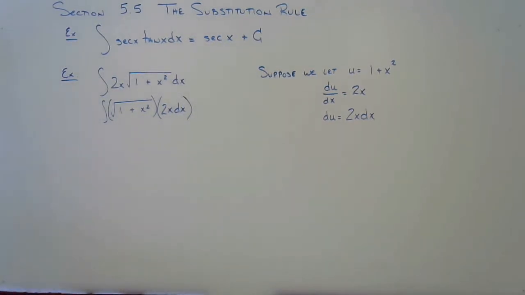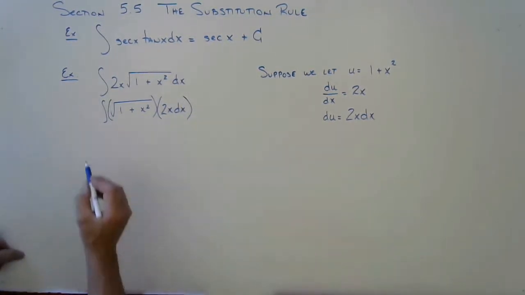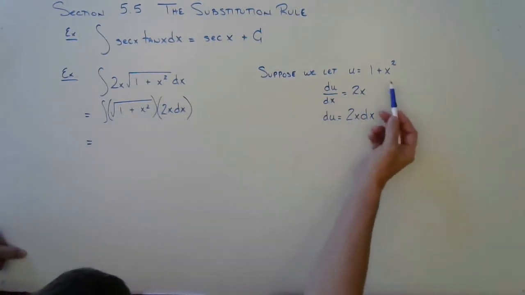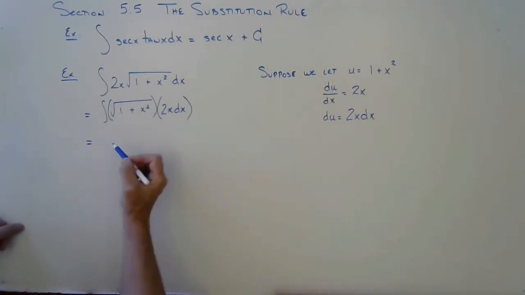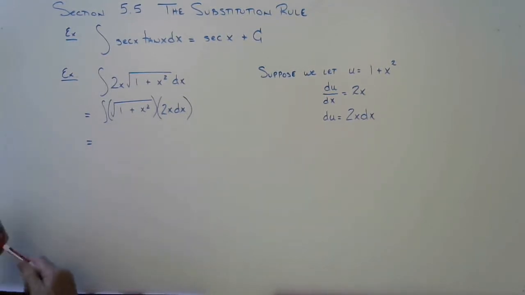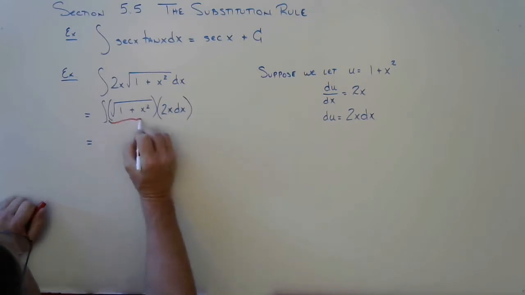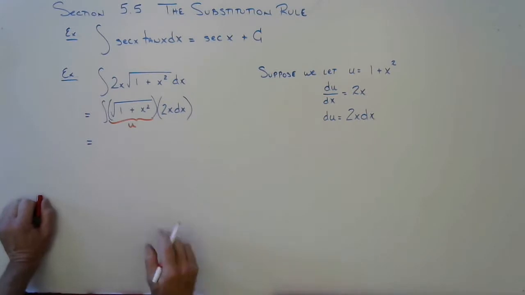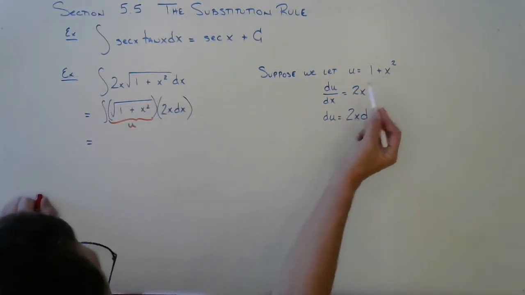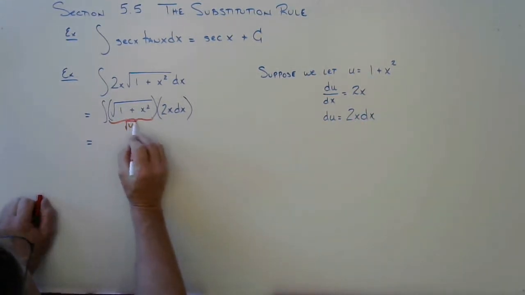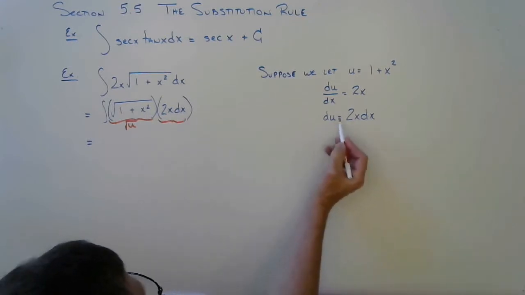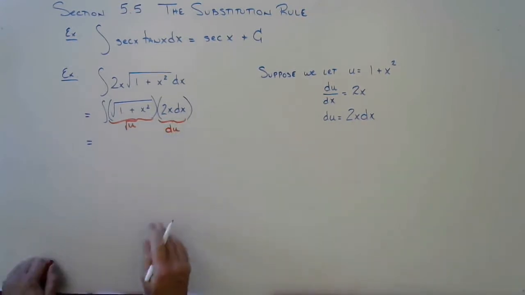Now, if we take a look at what we've got written here, and look at this in the context of what we've written over here, this piece right here, that piece, we've called that u. And we called u 1 plus x squared, so we have a square root here. So this is the square root of u. Now, who is this? Well, we have called that du.